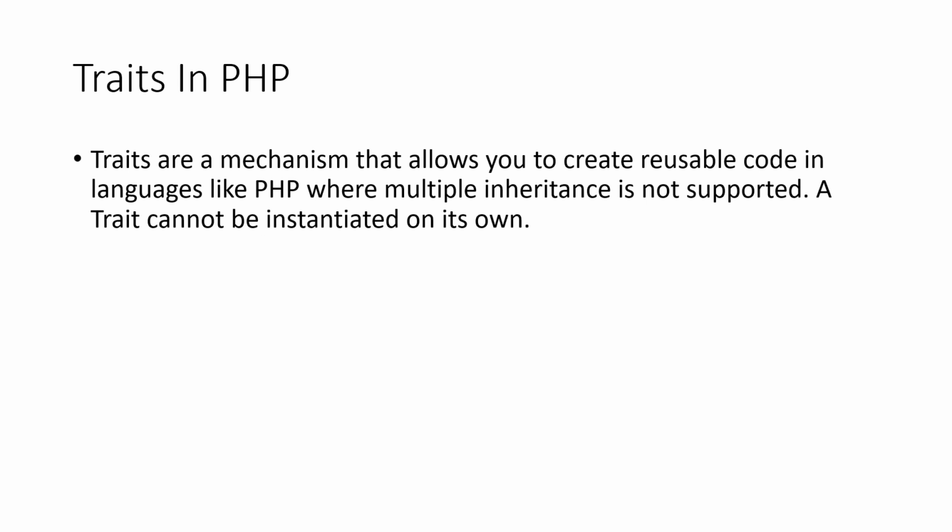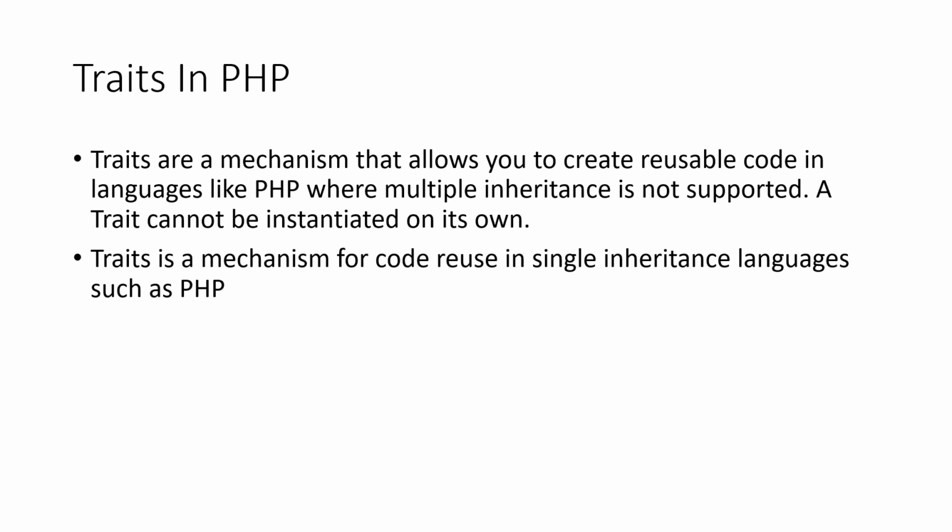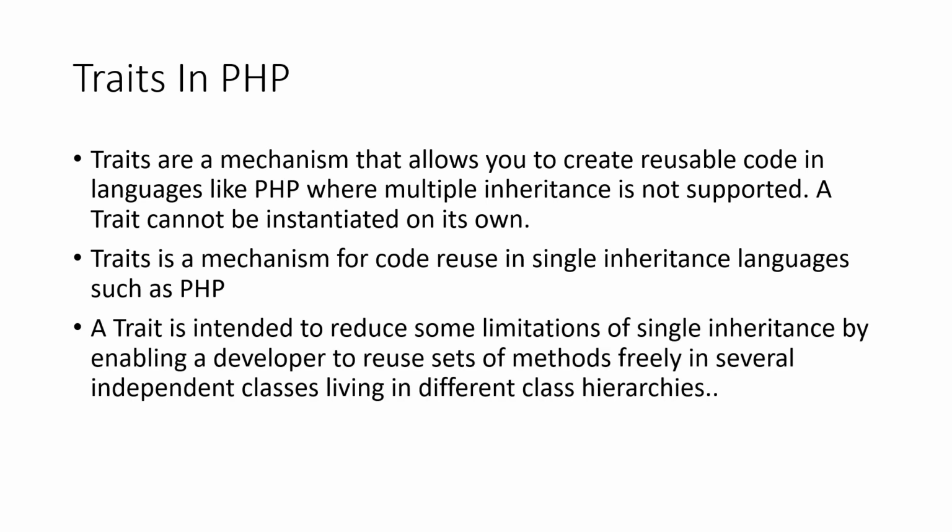Traits are a mechanism that allows you to create reusable code in languages like PHP where multiple inheritance is not supported. A trait cannot be instantiated on its own. A trait is a mechanism for code reuse in a single inheritance language such as PHP. A trait is intended to reduce some limitations of single inheritance by enabling a developer to reuse sets of methods freely in several independent classes living in different class hierarchies.